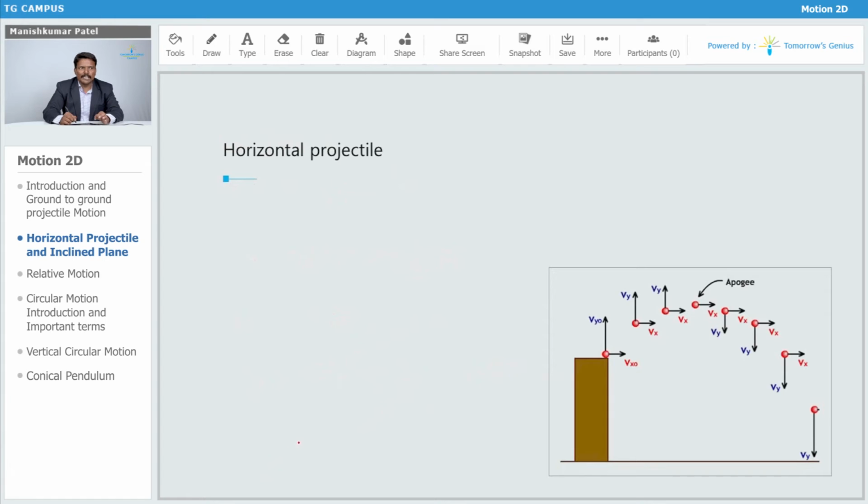So now next, again a very important topic: what is the horizontal projectile? The projectile which I have shown is actually one where I am throwing the object from a tower. The tower has a particular height. This is one of the cases, but ideally how should I show a horizontal projectile?